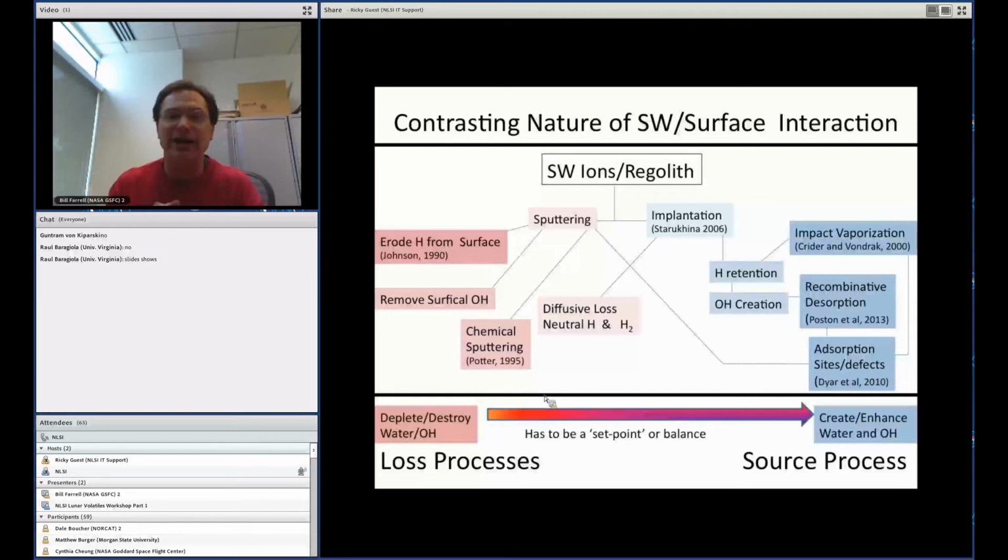There's this mysterious chemical sputtering, which I think no one really understands, that can create losses. But I show an arrow for sputtering, where sputtering can create adsorption sites, which actually can then collect water. So sputtering actually has a footprint in the source process. If you look down at the bottom, we think there has to be a set point or balance between the source processes and the loss processes.